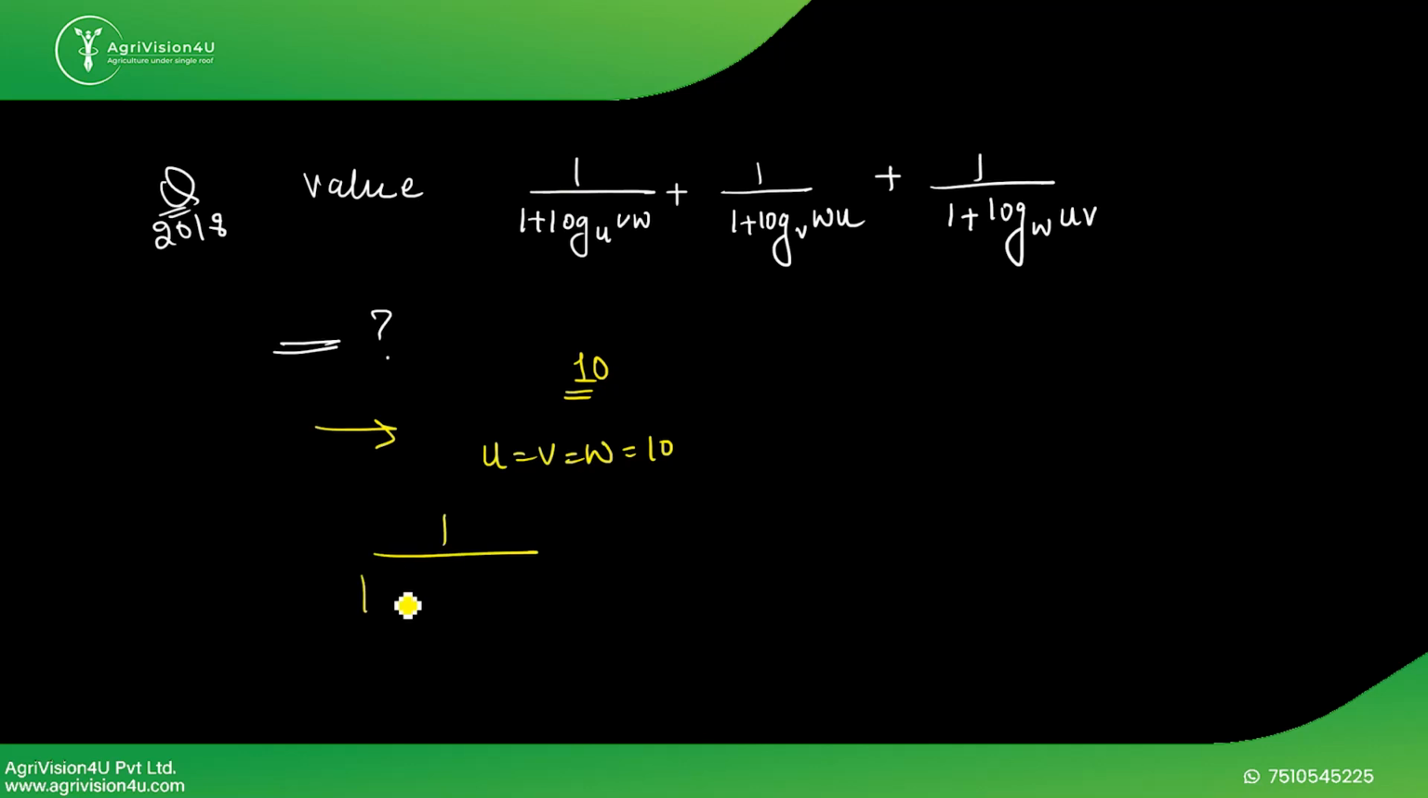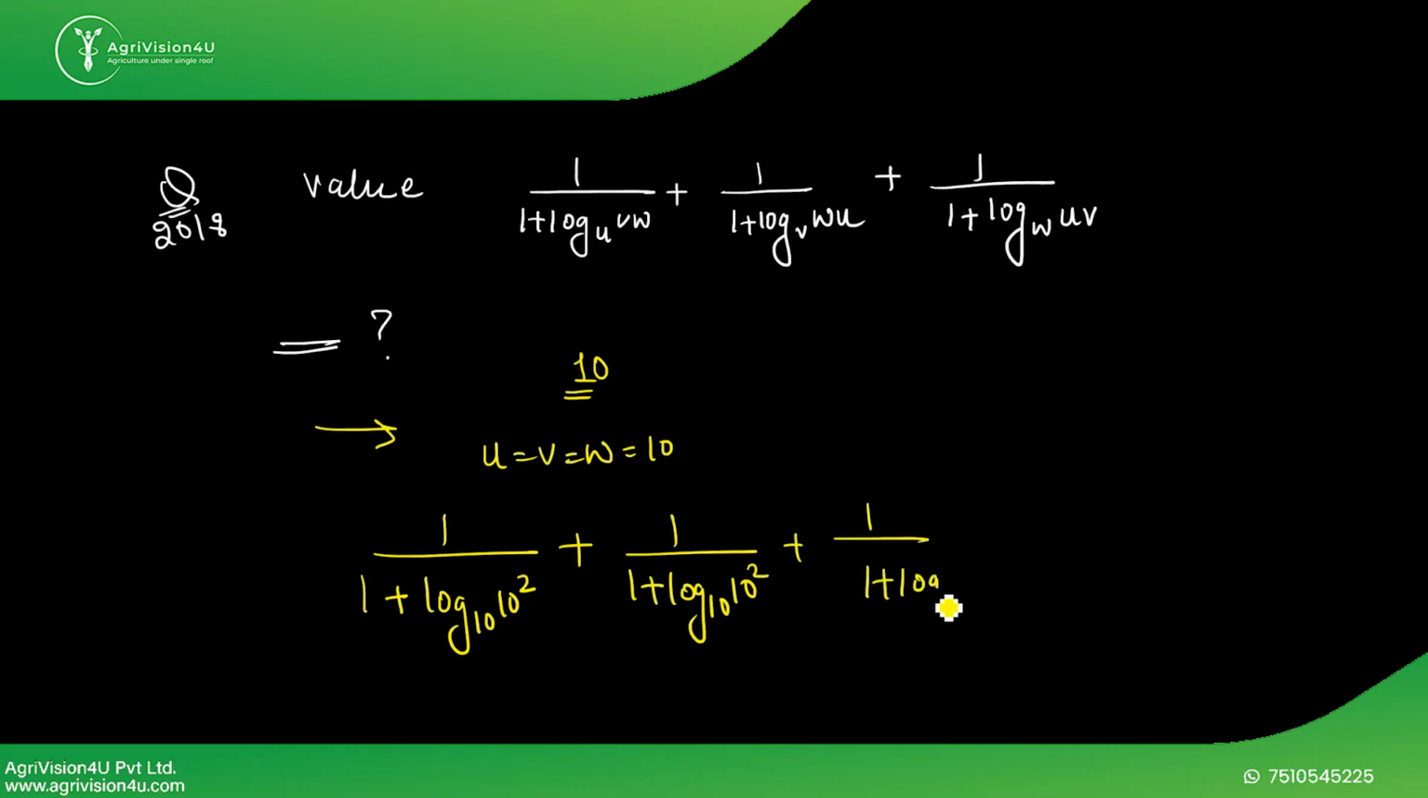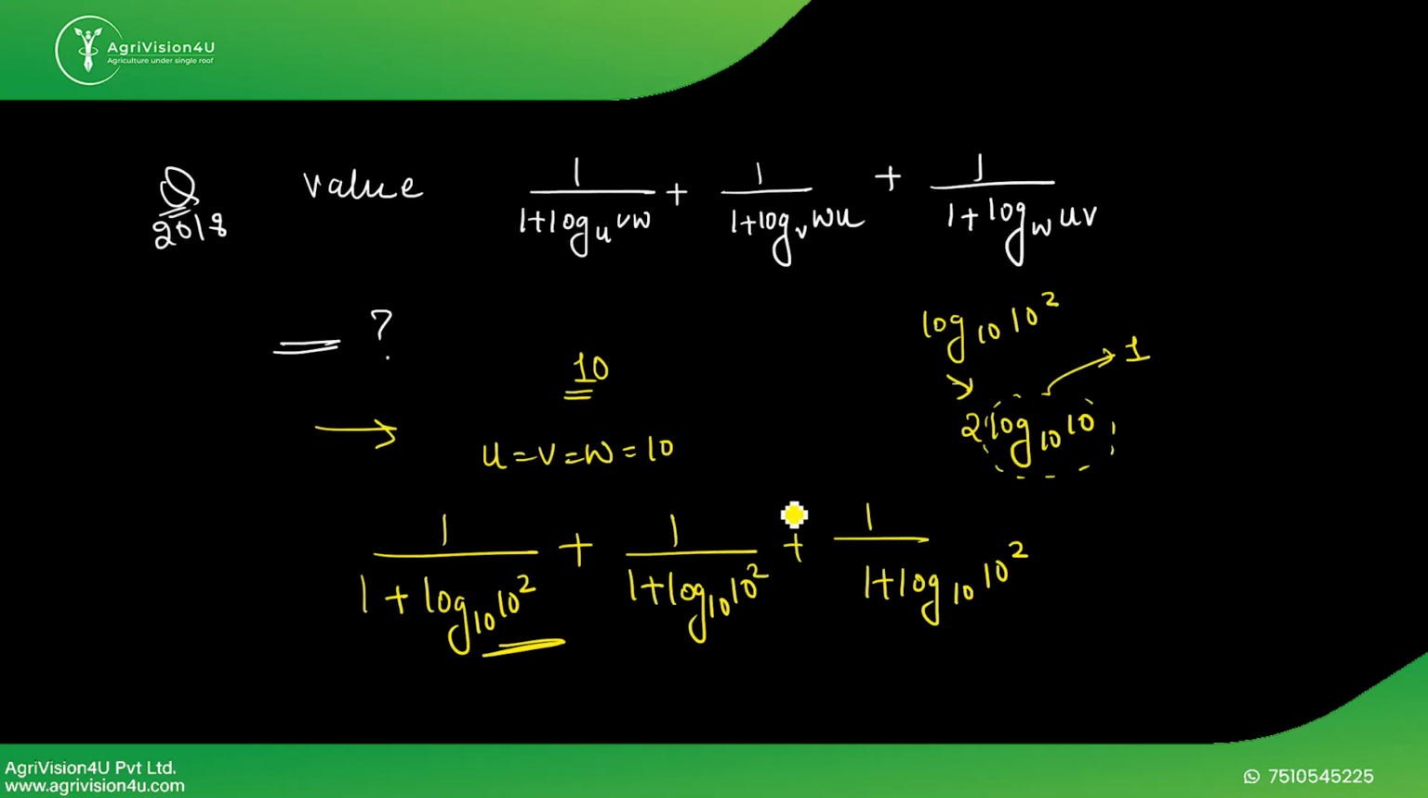If I simplify this, what will I get? 1 plus log 10, 10 square, plus 1 upon 1 plus log base 10, 10 square, and again I will get the same thing, 1 upon 1 plus log 10, 10 square. So how to write this? I can write this as 2 log base 10, 10. And if I convert this, it will be log base 10, 10, and the value that comes is 1. This is the usual thing.